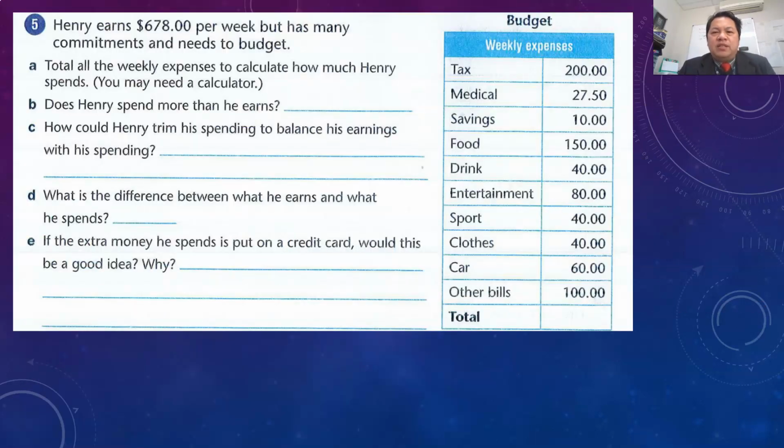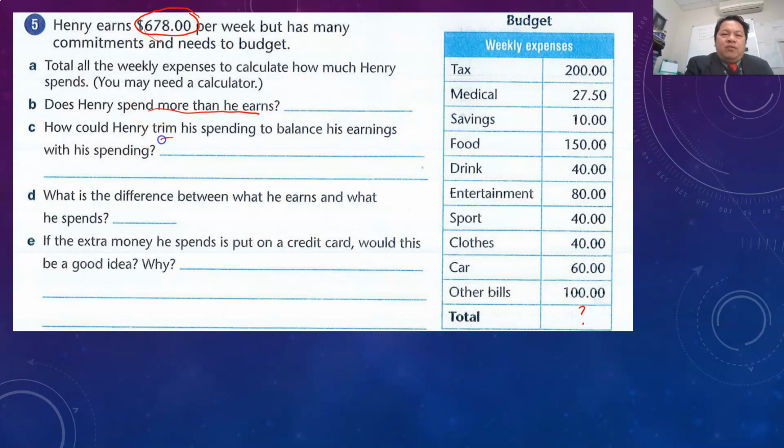Moving on. This is a very good situation whereby you are given the expenses of Henry. There are various expenses here, and there's also this amount of $678 stated here, the amount of money he earns per week. You're supposed to find the total, which is this part here: the total amount of money he needs to spend per week. Then you make a comparison with the amount of money he is earning. Does he spend more than he earns? You've got to ask yourself the question.